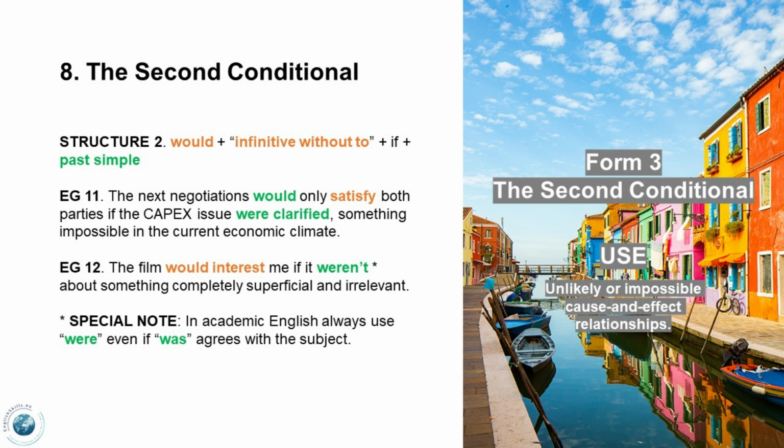Example 11. The next negotiations would only satisfy both parties if the capex issue were clarified, something impossible in the current economic climate. Notice that there is an additional clause after the conditional sentence. Sometimes you might want to explain why you are using the second conditional instead of the first conditional.